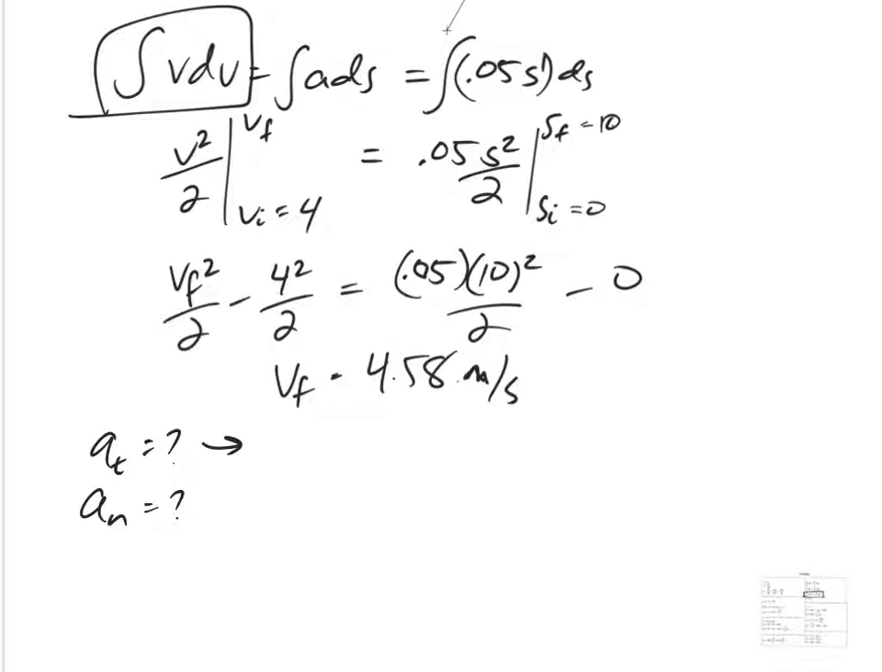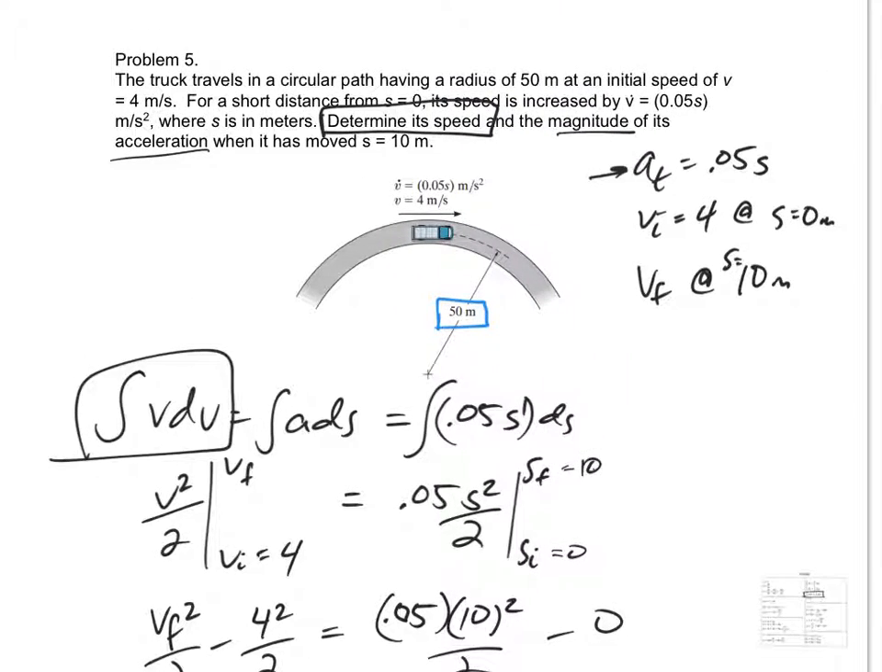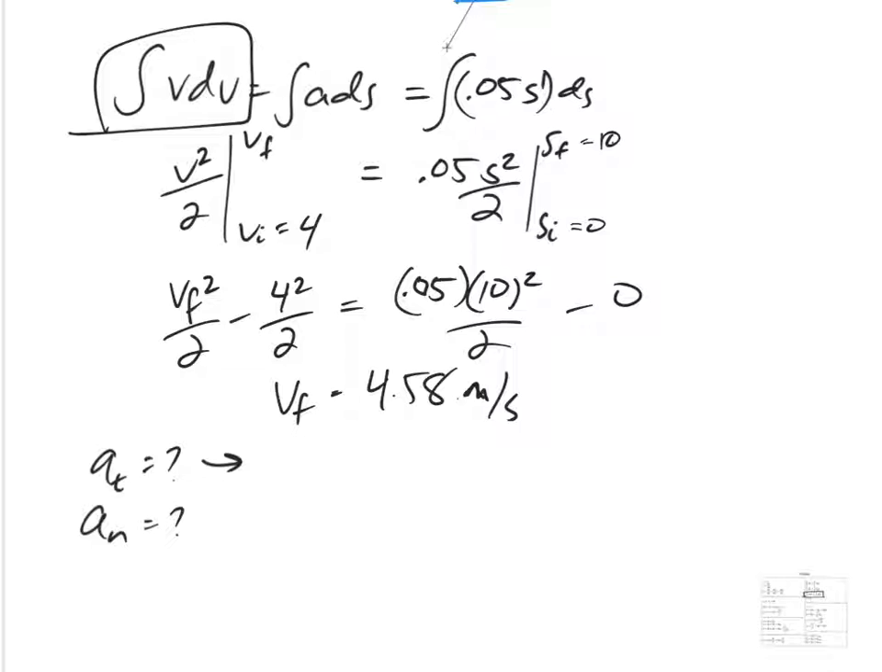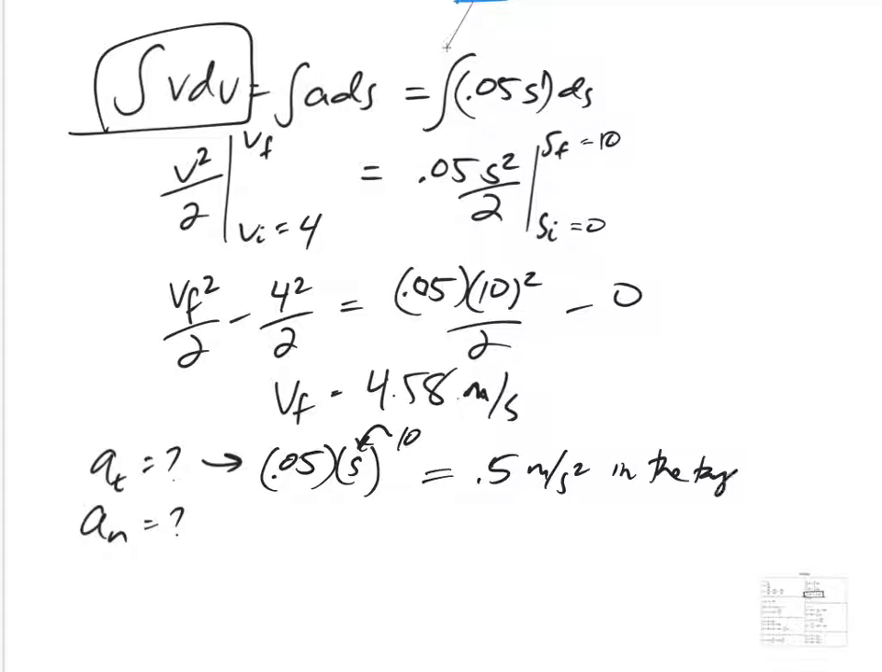So AT, it told me AT was 0.05 s. This is pretty easy. It told me AT is 0.05 times s. So if I want to know what is happening when s is equal to 10, plug in 10 right there, 0.5 meters per second squared, and that is in the tangential direction.